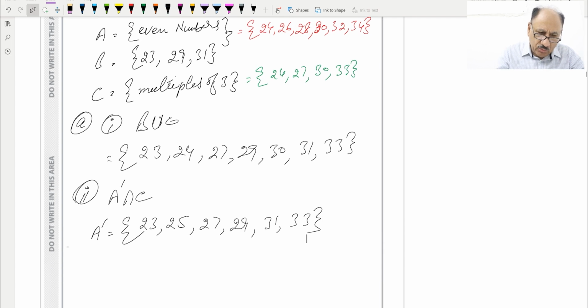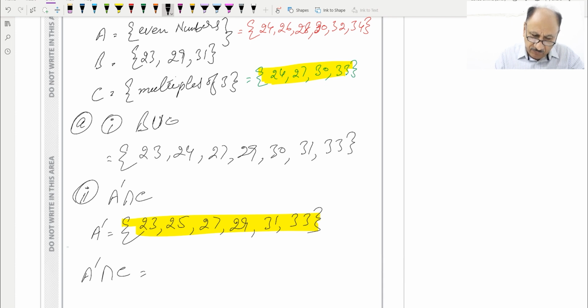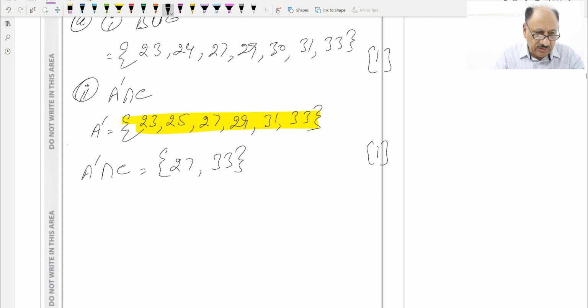Intersection C. So now we will check the intersection of these members and these members. Intersection means they should be in both sets. So A complement intersection C will be 27, which is in both, so we can write 27, and 33 is also in both, so this will be our answer. Part 1 was 1 mark and part 2 is also 1 mark, which we have done.